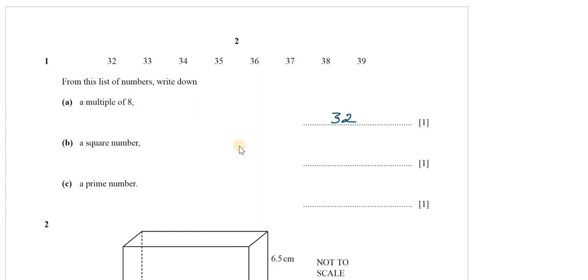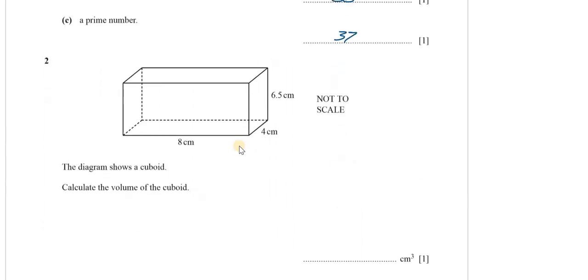Next question is a square number. From this list you can see 36. 36 is a square number. So that answer you can write it here, 36. Next it is a prime number. So from this list, yes, we can see 37 is a prime number. So we can write the answer 37. Okay, like this you can finish this question. I hope you understood. Now we'll move to the next question.